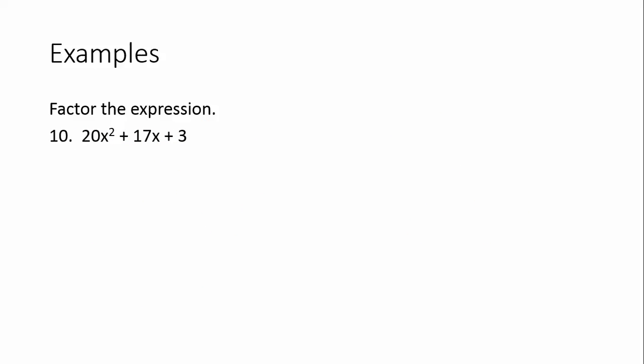If we look at number 10, we have 20x squared plus 17x plus 3. There's nothing I can take out of all of those. Factors of 3 are 1 and 3. That's going to be nicer because it's prime. Factors of 20 are 1 and 20, 2 and 10, 4 and 5.